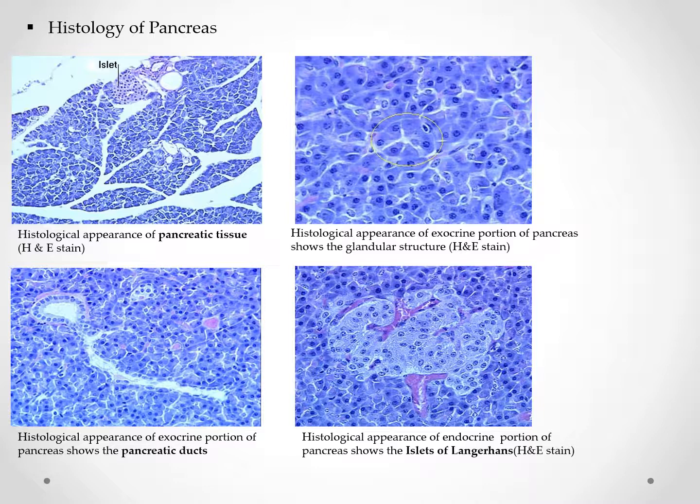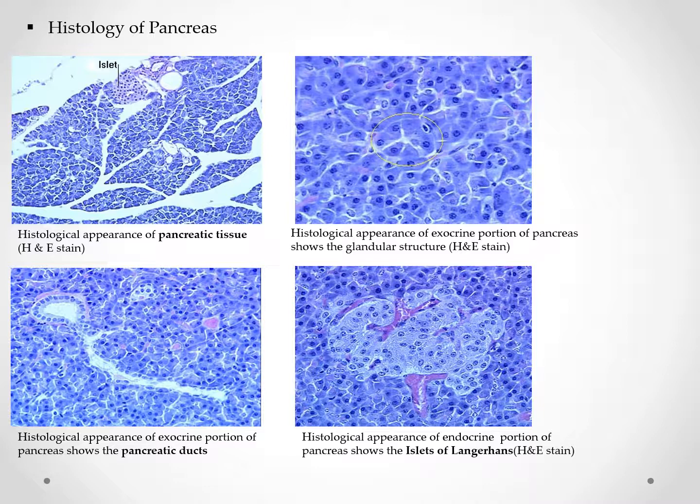The second slide shows the magnification of the glandular structure, in which the acini are composed of cuboidal cells, as shown here, and arranged in a circular or approximately circular manner. Another high power view shows the ductal structure of the pancreas, in which there are two types of pancreatic ducts shown in this slide.